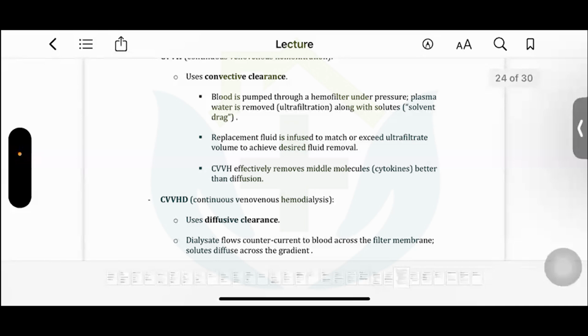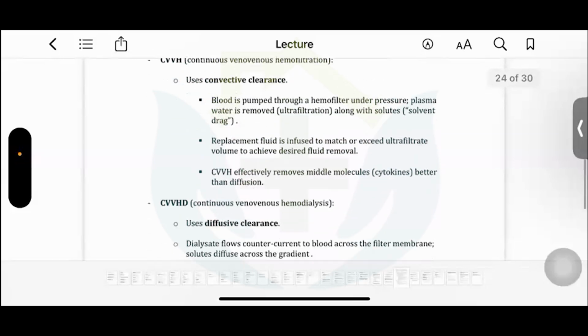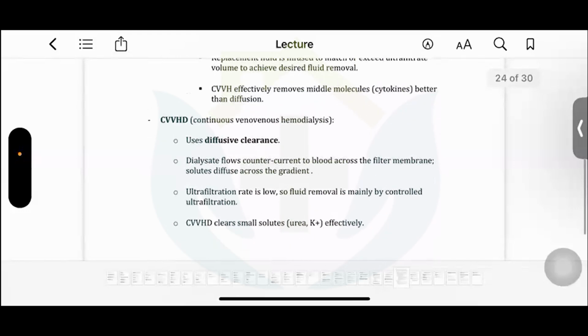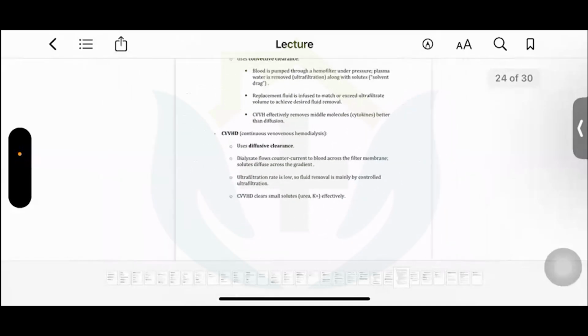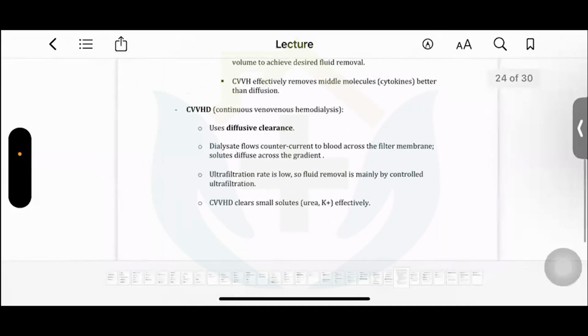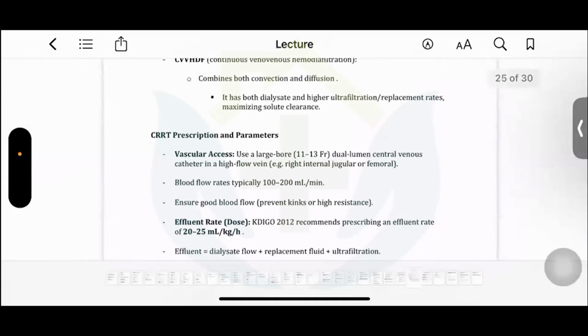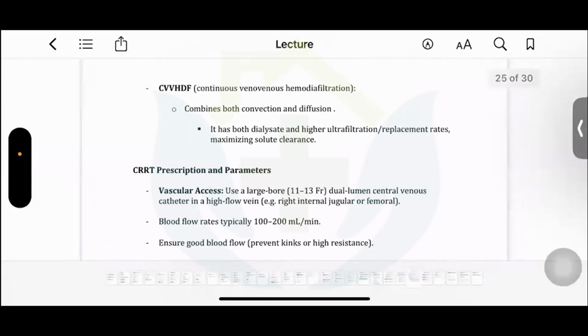So nowadays, CVVH is considered better than regular hemodialysis, which is CVVHD, veno-venous hemodialysis, which uses diffusive clearance. It is not preferred as much nowadays, but for potassium CVVHD is very effective. Otherwise, it is CVVH. And then comes the CRRT's main one, continuous veno-venous hemodiafiltration, which has both dialysate and higher ultrafiltration replacement rates, maximizing solute clearance. This is the most expensive but also the most effective method of CRRT.